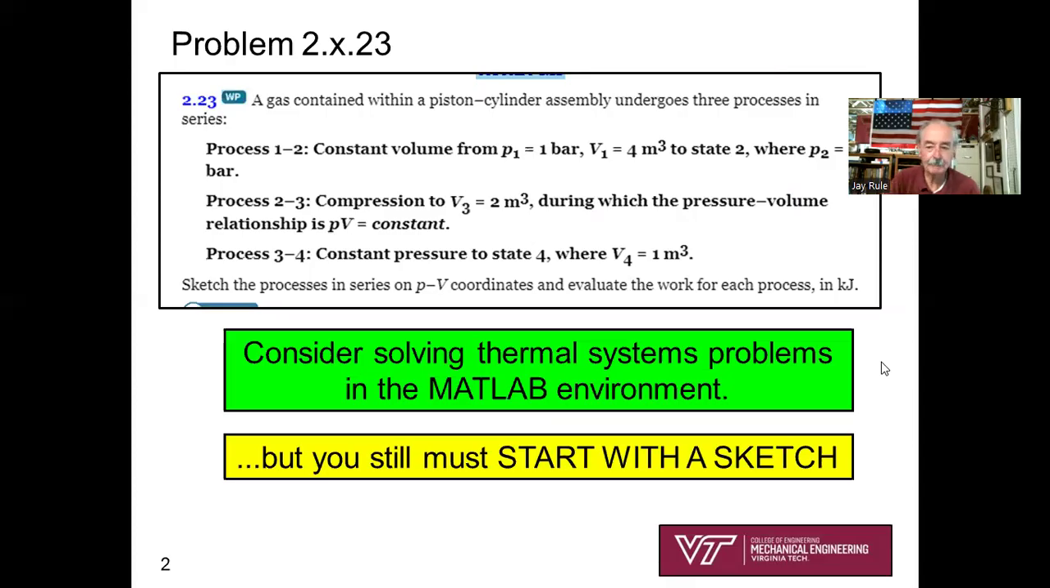Okay, and so here's the problem as a refresher. It's a gas contained in a piston and cylinder, closed system. It undergoes three processes in series: a constant volume process, 1 to 2, a compression process where the path is PV equals constant from 2 to 3. Hopefully you've got that in your head. And then process 3 to 4, a constant pressure process to a final state, state 4. And so consider how you might solve this relatively easy, let's say maybe moderate, problem in the MATLAB environment.